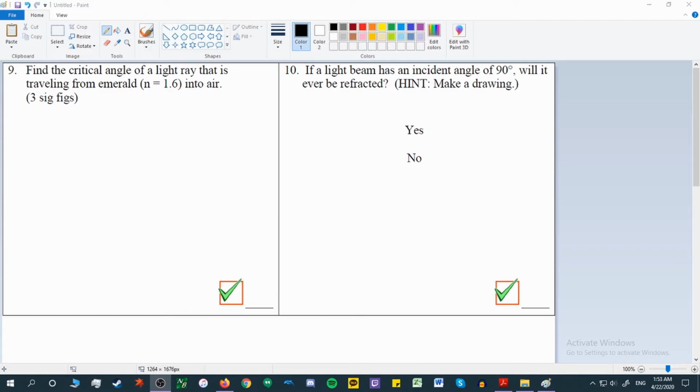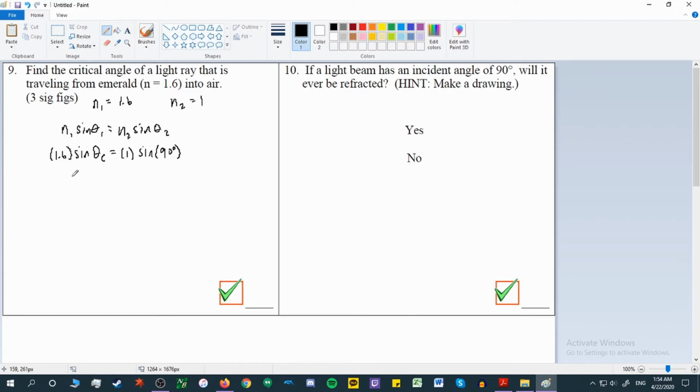Number 9 is asking us to find the critical angle of light as it's going from emerald into air. So I'm just going to write down our initial conditions here. For emerald, we have n1 is equal to 1.6, and it's traveling into n2, which is air. And it's asking for the critical angle, and we can do that using, I wonder if you guys can guess already, Snell's law. But in this case, it's a little bit special because I will talk as I'm plugging this in. The incident angle is critical, and the critical angle only happens when the refracted ray is at 90 degrees.